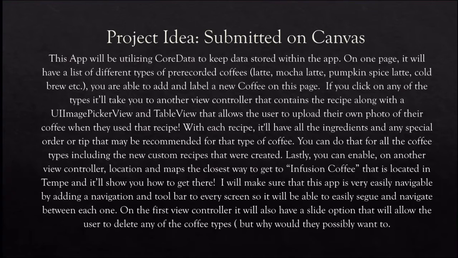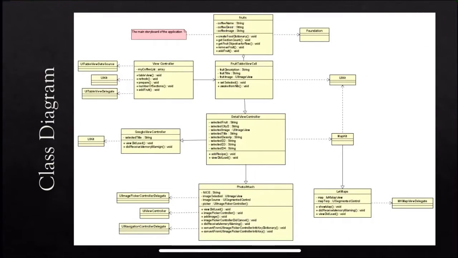Let's dive further into the class diagrams. If you take a look at my diagram above, you can see that I have 7 different classes. And the first one is called Fruit Table View Cell. It's modeled after an example that we received in class. I made 3 different variables to represent the description, the title, and the image.